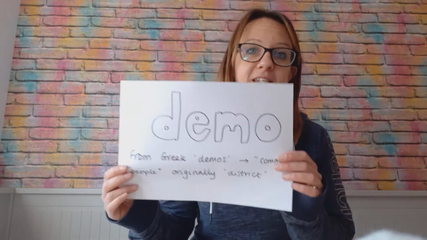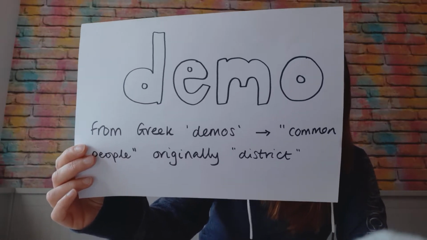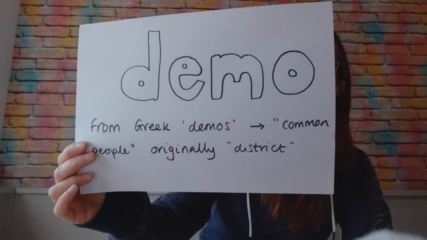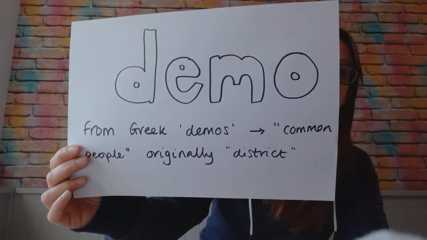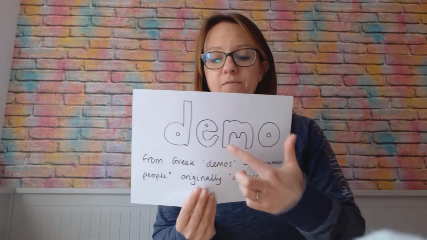So the root word today is demo. It comes from the Greek demos, meaning the common people, or originally like a district. So that's about the mass, the most people, okay? So it's like the people of a country or an area. So when it says common people, it means most people that are around in the area. So all the words that have dem or demo in are relating to people, okay?